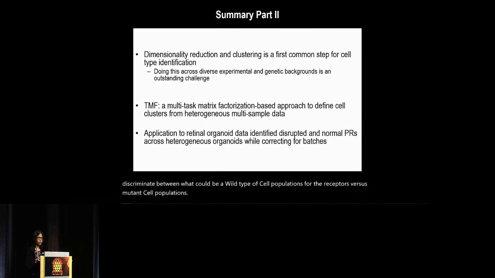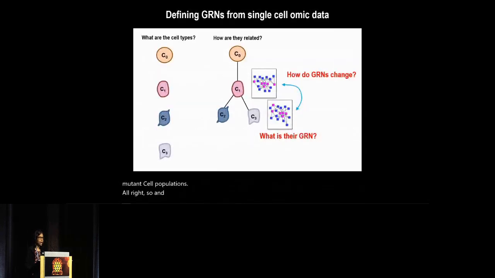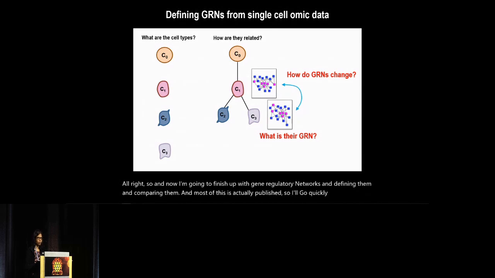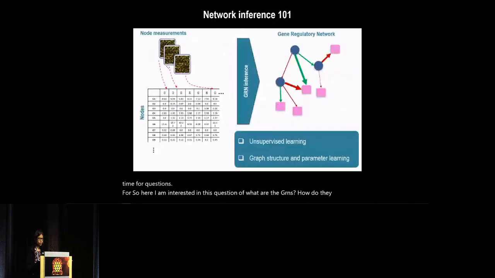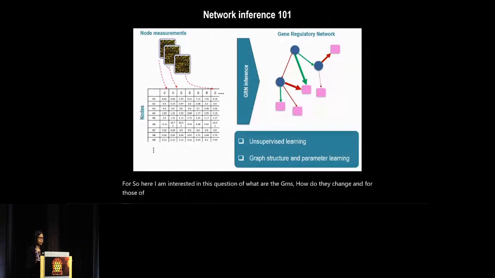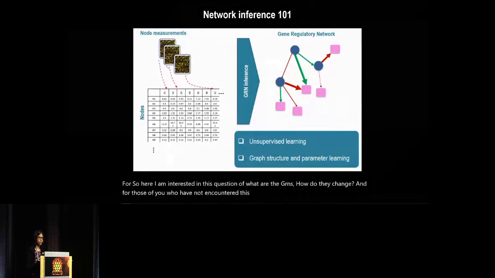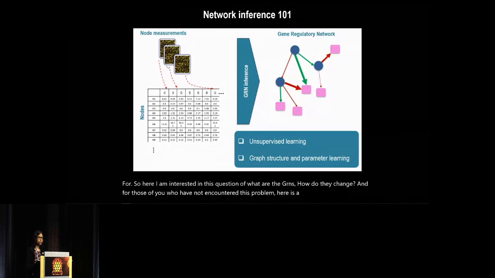All right. So now I'm going to finish up with gene regulatory networks, defining them and comparing them. And most of this is actually published, so I'll go quickly and we'll have time for questions. So here I'm interested in this question of what are the GRNs, how do they change? And for those of you who have not encountered this problem, here is a very simple intro to the GRN inference, the network inference problem.